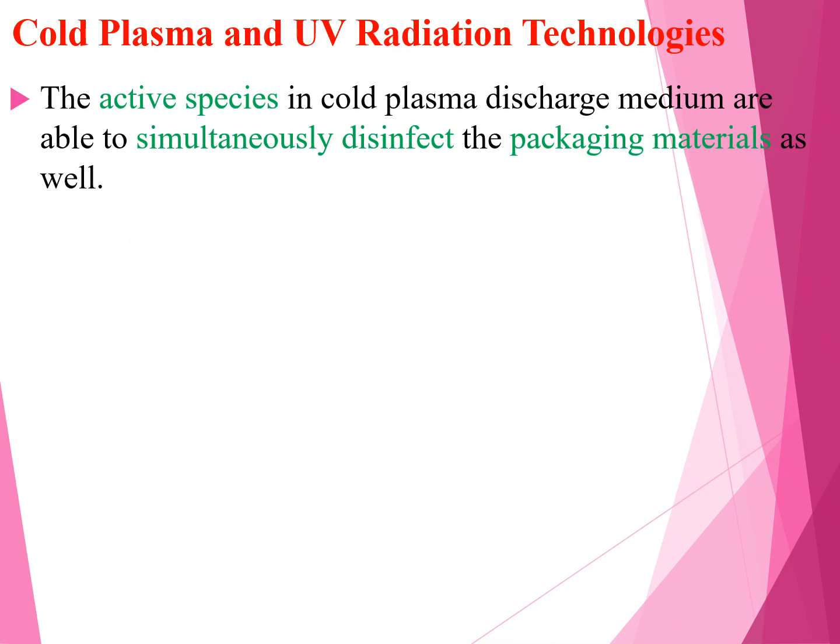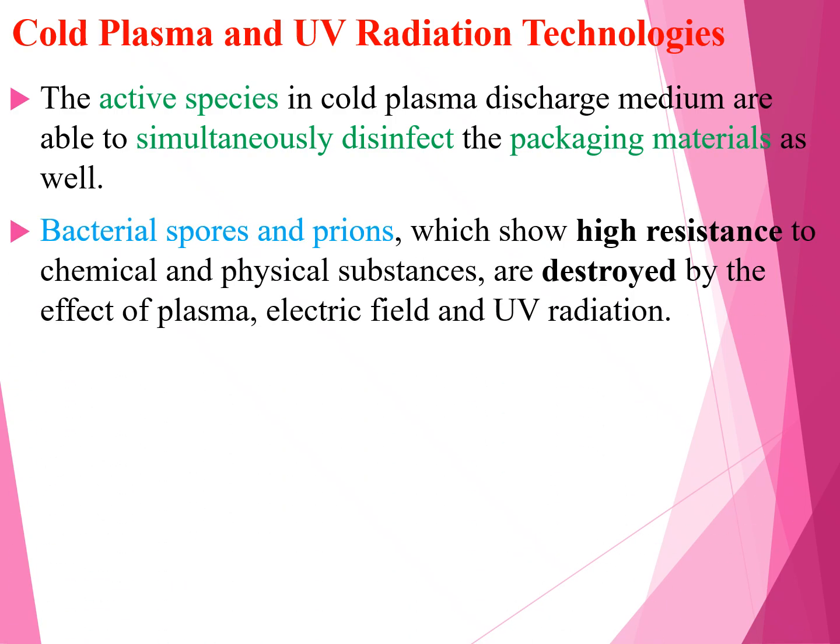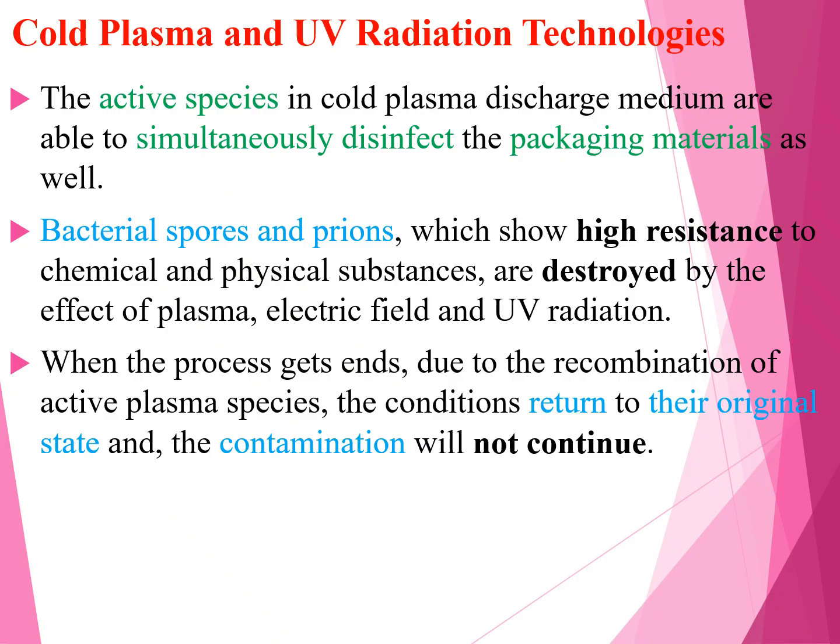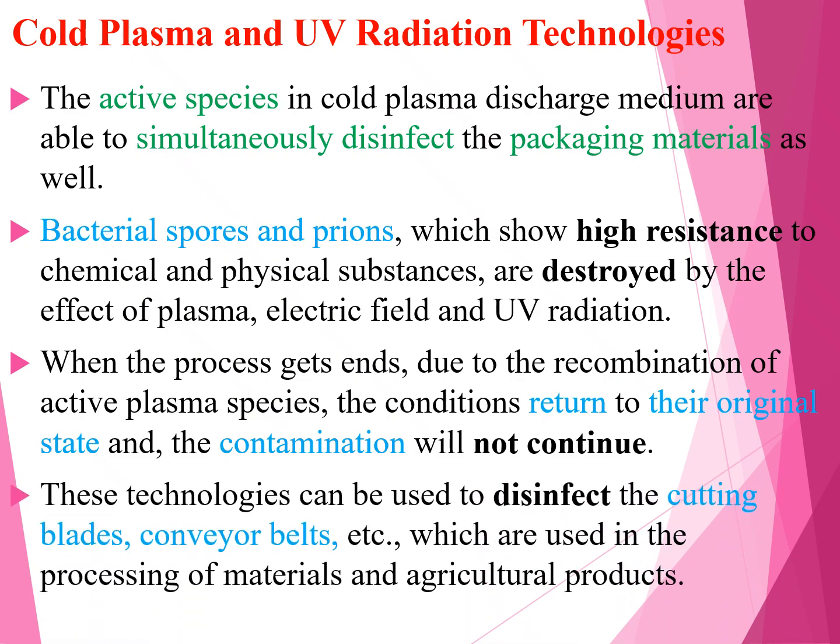The active species in cold plasma discharge are able to disinfect the packaging materials also. The bacterial spores and prions, which have high resistance to chemical and physical substances, can be destroyed by using plasma and UV. And interestingly, when the process ends, due to the recombination of active plasma species, the condition returns to the original state and contamination will not continue.